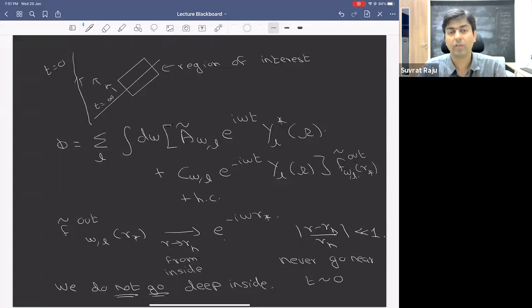And just behind the horizon, we can write down another basis of solutions to the Klein-Gordon equation in terms of a different set of creation and annihilation operators, which I have now written down. Now, there is one last thing I should say, which is there are two different operators which have appeared here, which are these A tilde omega L and the C omega L operators.